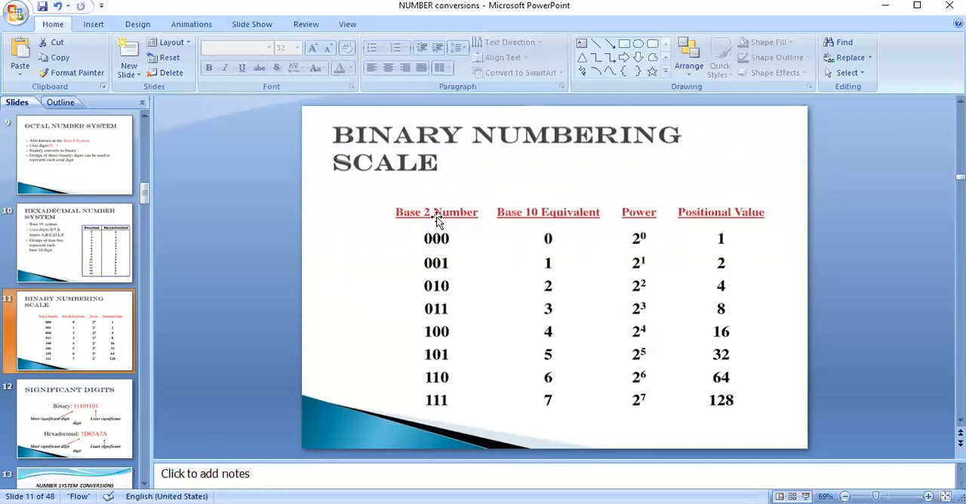So it is positional weight. For example, if you want to write decimal 0 in binary in 3-bit representation, all the positions should be 0. So 0 into 2 power 0 is 0, 0 into 2 power 1 is 0, 0 into 2 power 2 is 0. Then add all the product terms, and you will get the decimal equivalent.